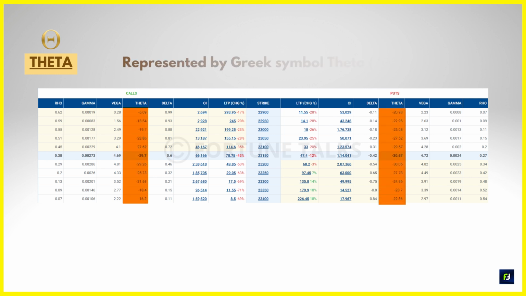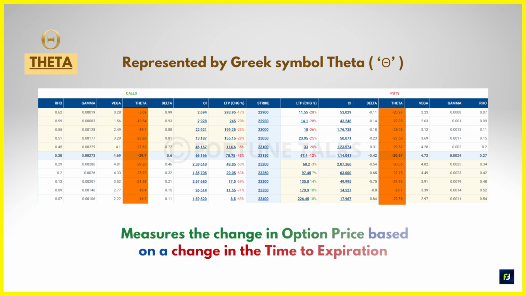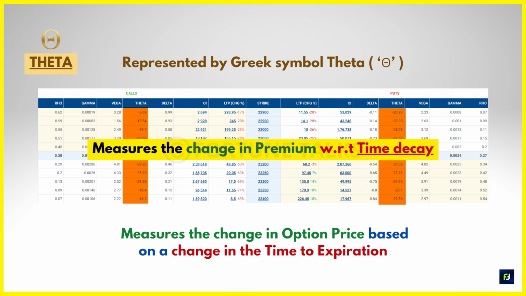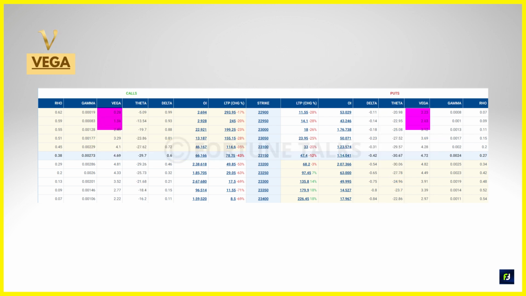Yet again, the term theta comes from the Greek symbol theta. It measures the change in the option price based on a change in the time to expiration. In simple words, theta measures the rate at which the option price loses its value due to the element of time decay. Now, let's talk about Vega.